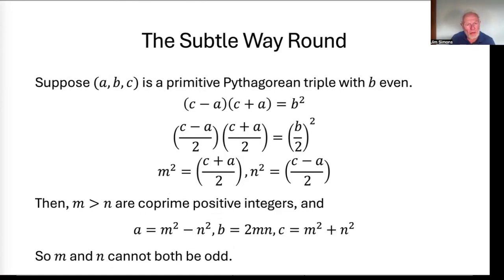So there's a one-to-one correspondence between primitive Pythagorean triples ABC with B even and pairs of co-prime positive integers m greater than n, not both odd. So that gives us a way of generating all possible Pythagorean triples. Well, all positive primitive ones to begin with, but having generated all positive primitive ones, we can just multiply them all by anything we like to get all possible Pythagorean triples.